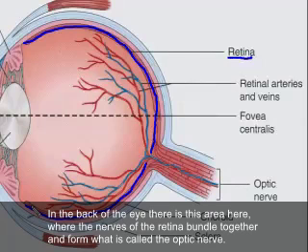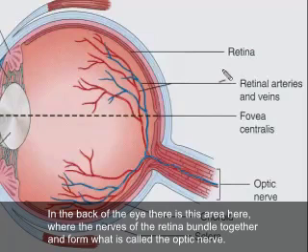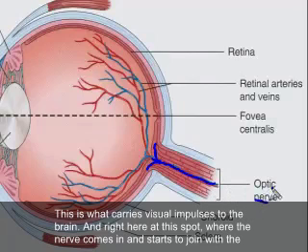Now, in the back of the eye, there is this area here where the nerves of the retina bundle together and form what is called the optic nerve. And this is what carries visual impulses to the brain.